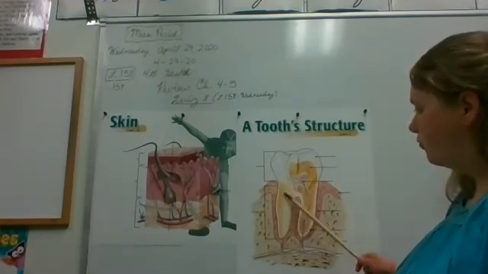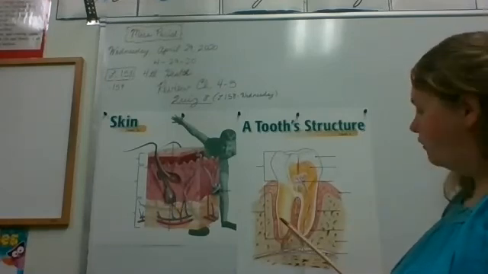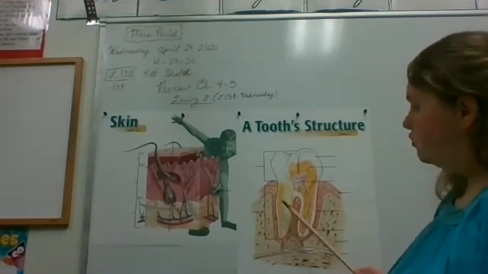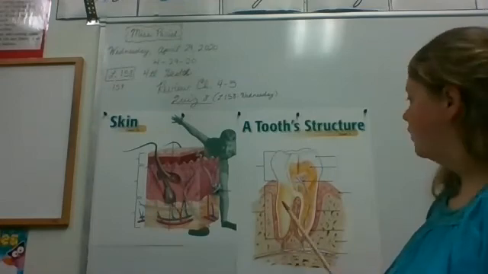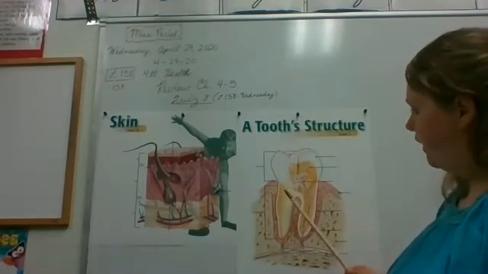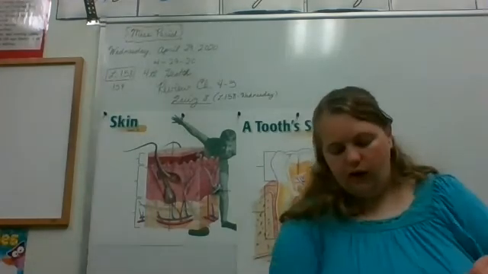Okay, so remember, the root is the part that you're not supposed to touch if it falls out accidentally and you need it to go back in. So the root would be the part that we didn't touch because it's the part that goes into your mouth. Okay, so the crown and the root. Very good on that. I hope that you are doing well with those.